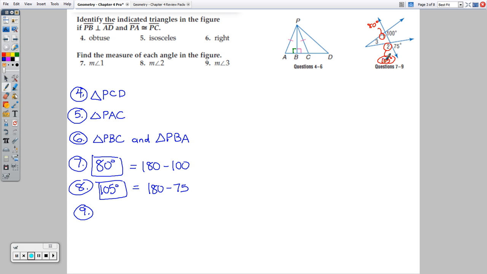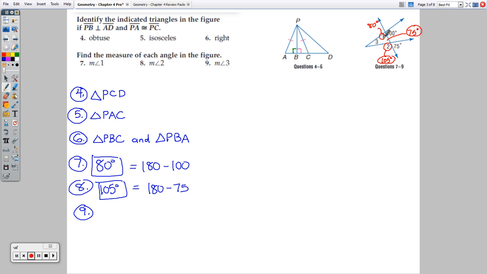Number 9, if you got 105 here and 80 here, that would mean right here, this is vertical angles with that one. You've got another 75 degrees right here. So a couple of ways you could approach this one. You could either use the exterior angles theorem and say that 1 plus 3 equals 2, because 2 is an exterior angle with respect to those two. Or we could use the fact that if we take the sum of 75 plus 80 and subtract it from 180, you have the 3 angles in a triangle adding up to 180 by the triangle sum theorem. So a couple of ways to approach that one.